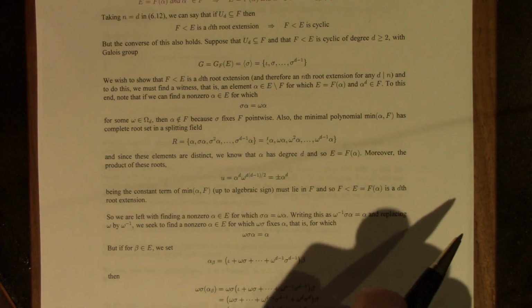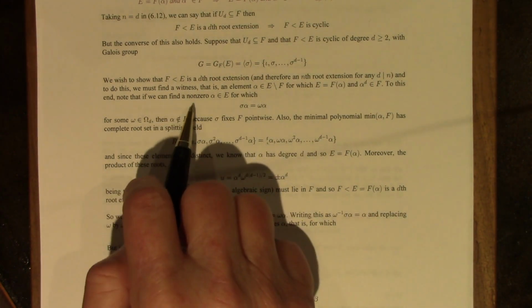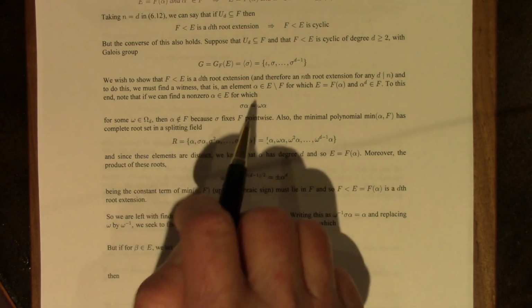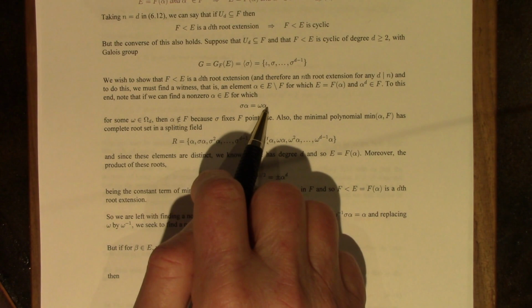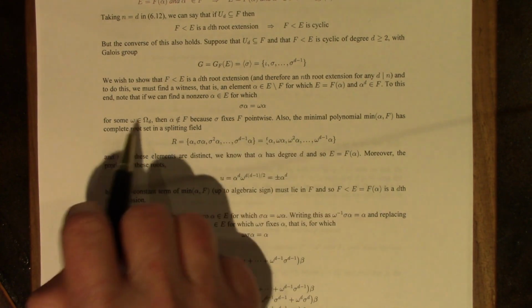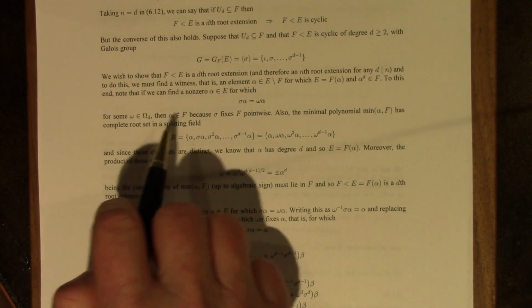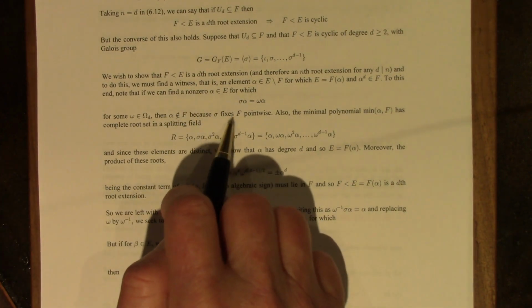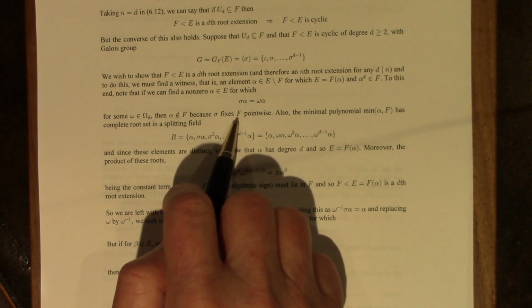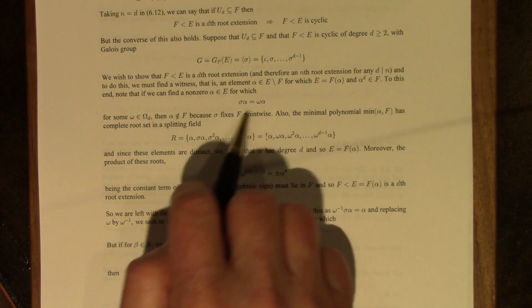Well, we can do this if we can find a non-zero alpha in E for which sigma alpha is omega alpha, for a primitive dth root of unity. Then alpha will not be in F, because sigma fixes the base field pointwise but does not fix alpha.